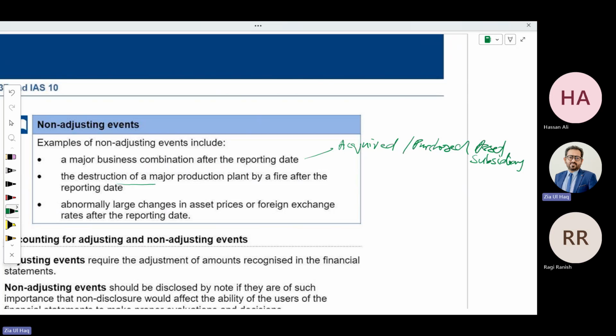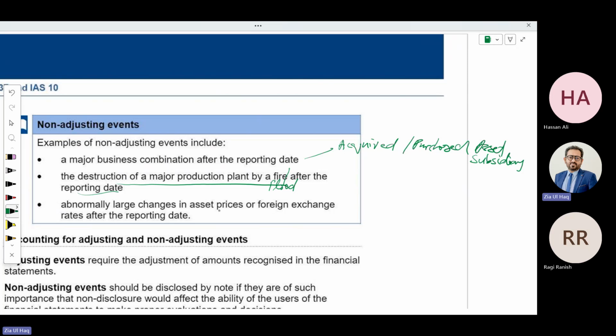A destruction of major production plant by fire or flood means destruction of any asset after year end by fire or flood. So this loss will be reflected in next year financial statements. But as we are aware about it before issue of current year financial statements, we need to provide a disclosure.